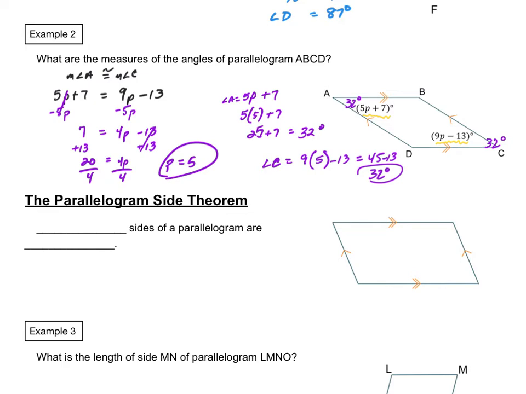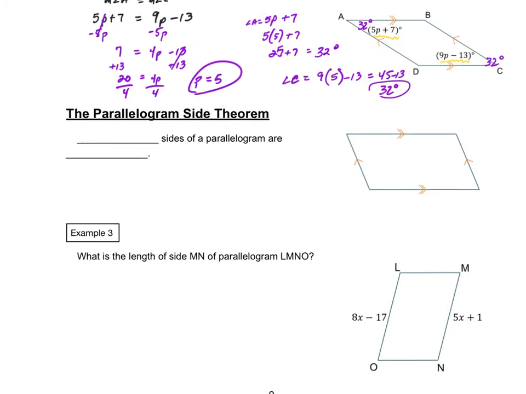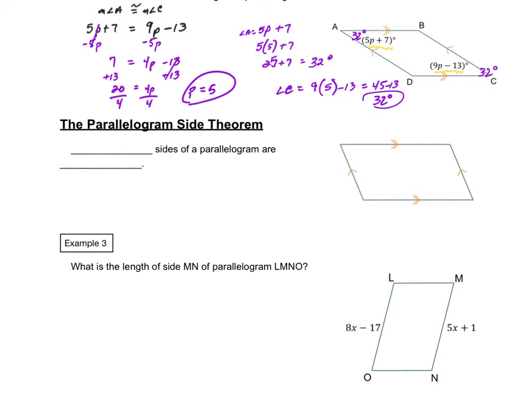Let's see here, continuing on to the parallelogram side theorem. So here what we know is that opposite sides of a parallelogram are going to be congruent. Opposite sides of a parallelogram are congruent. Much like when we were dealing with rectangles. We'll find out later on that a rectangle is a parallelogram. Opposite sides are congruent and they are parallel.